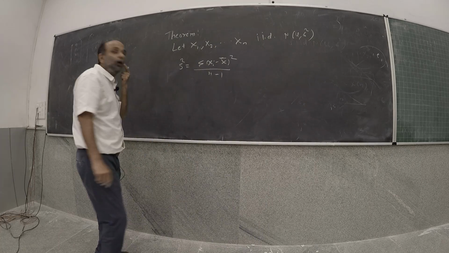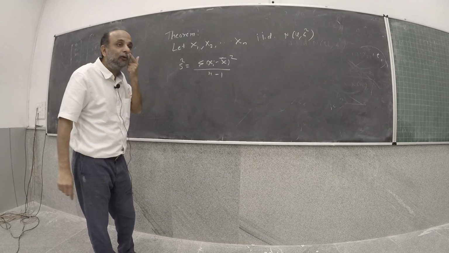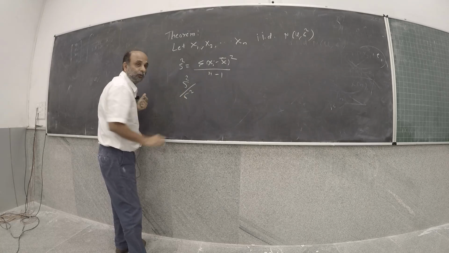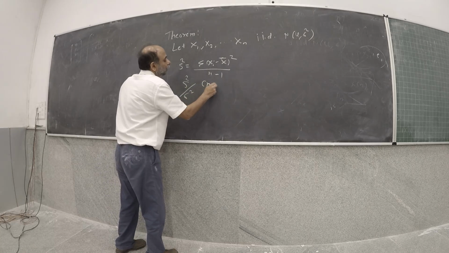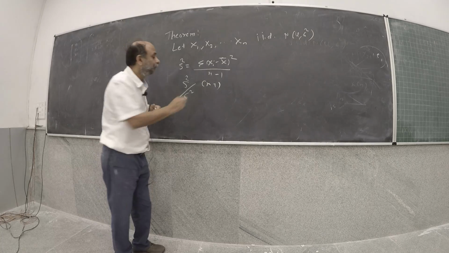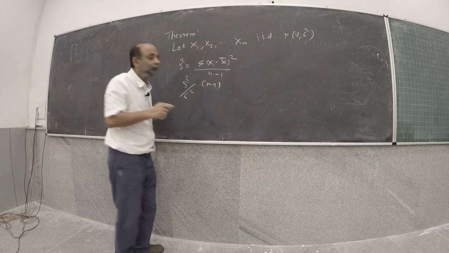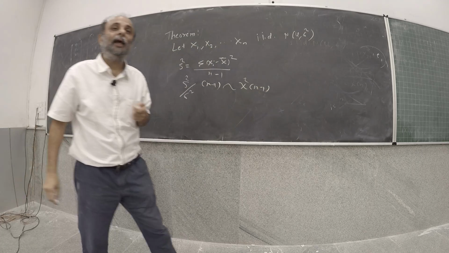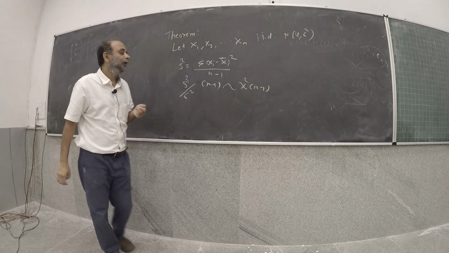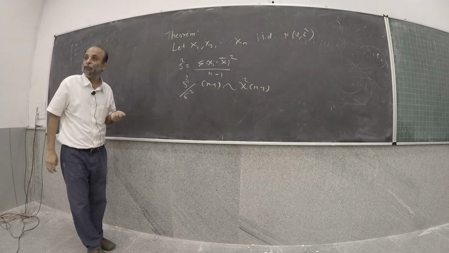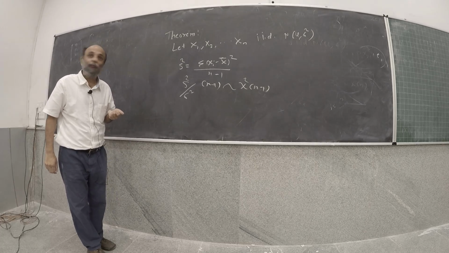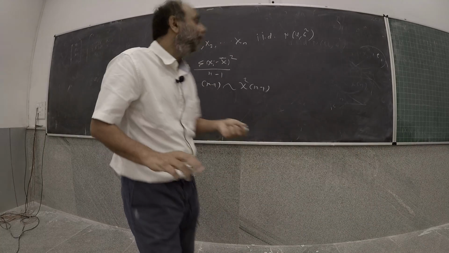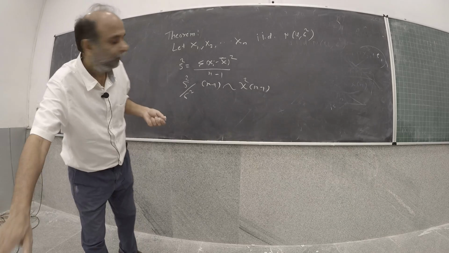Right? Okay. So the theorem now says that S square upon sigma square, into n minus 1, will follow the chi-square distribution with n minus 1 degrees of freedom. Chi-square distribution with n minus 1 degrees of freedom. Is this clear? Okay. Now this theorem, actually there are two ways of proving it. One is a very intuitive way of proving it. Okay. What do you want to do?